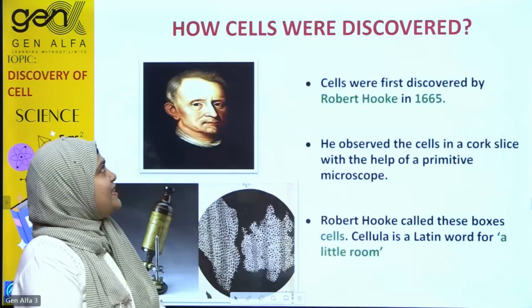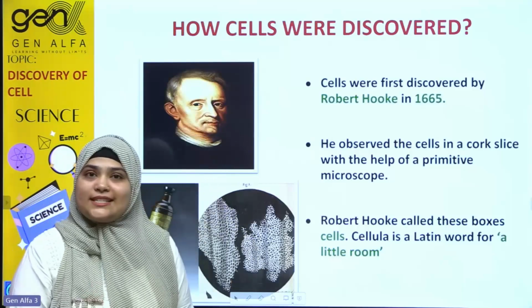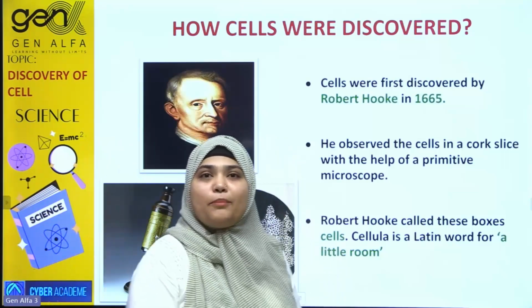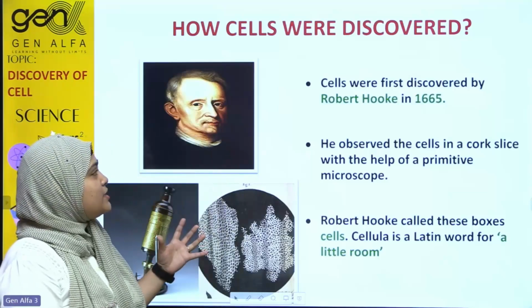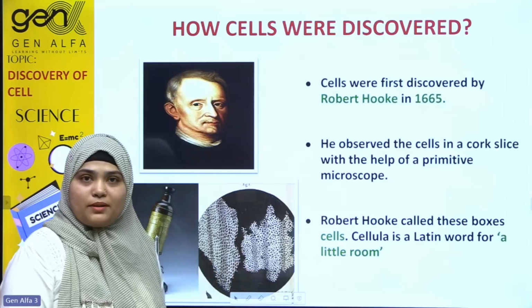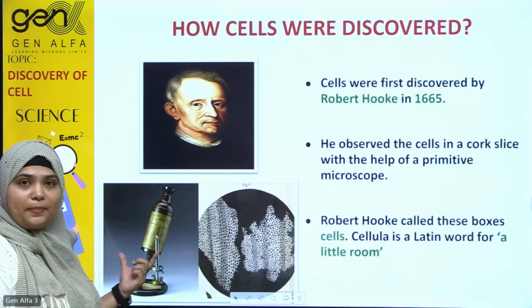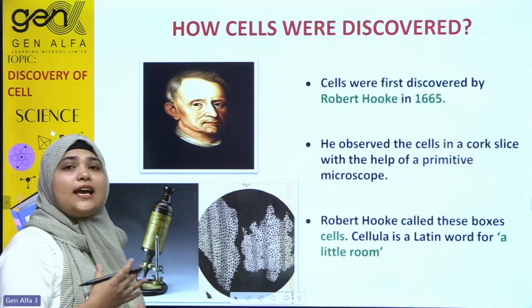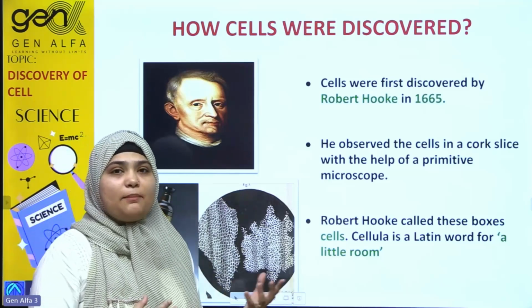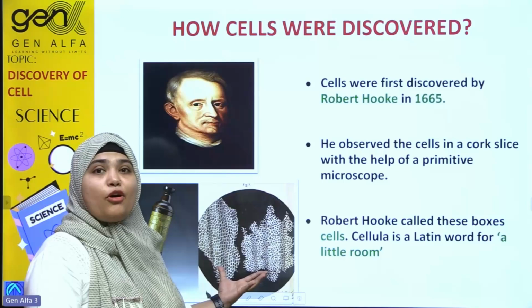Okay, fine. Now I'm going to introduce you to the scientist who discovered cells in a very beautiful way. That is Robert Hooke. He was the scientist who discovered the cell in 1665 using a primitive microscope. This is the microscope made by Robert Hooke. He took a slice of cork, the bark of the tree, and placed it under the microscope. This was the structure under the microscope of Robert Hooke.